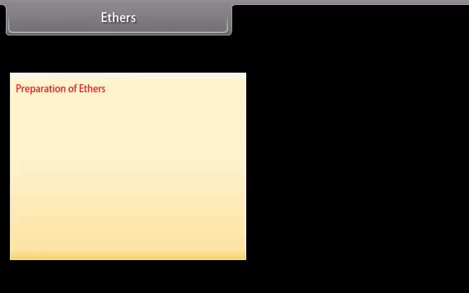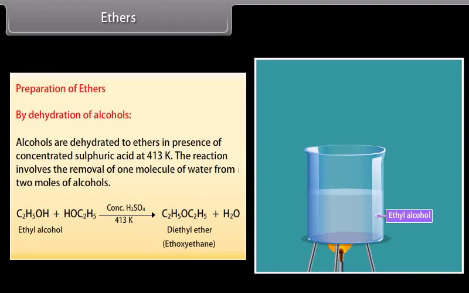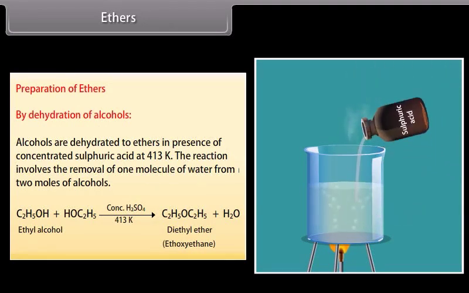Ethers. Preparation of ethers. By dehydration of alcohols. Alcohols are dehydrated to ethers in the presence of concentrated sulfuric acid at 413 Kelvin. The reaction involves the removal of 1 molecule of water from 2 moles of alcohol.